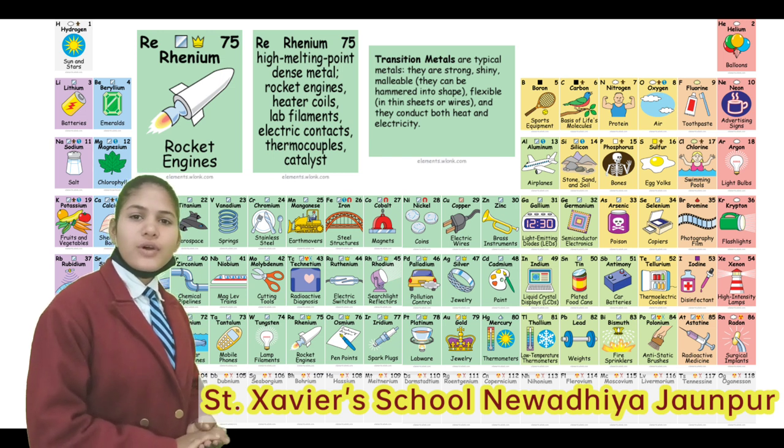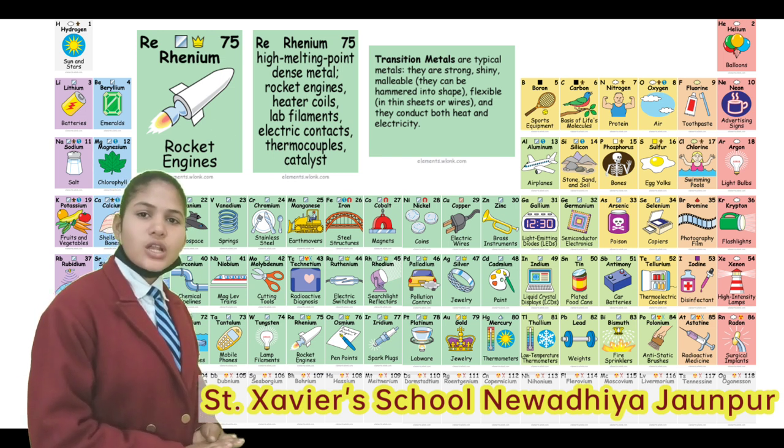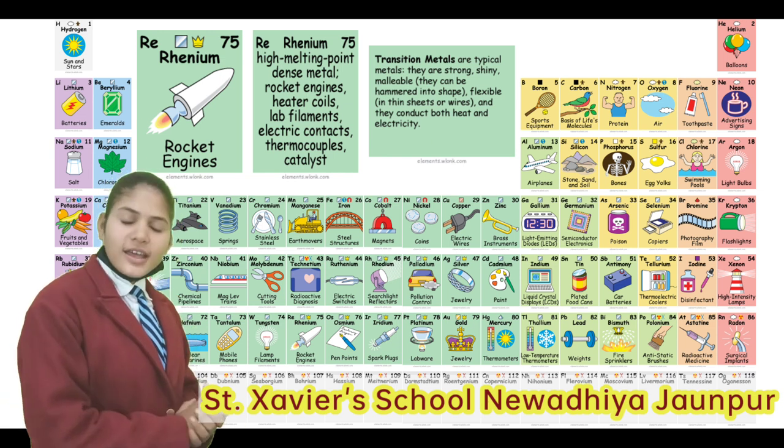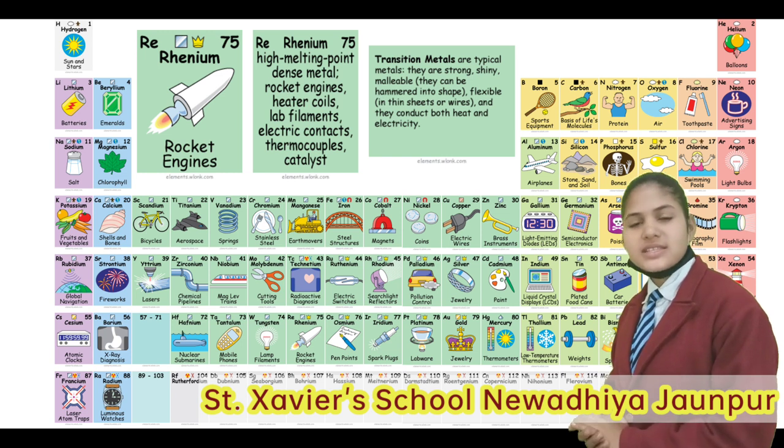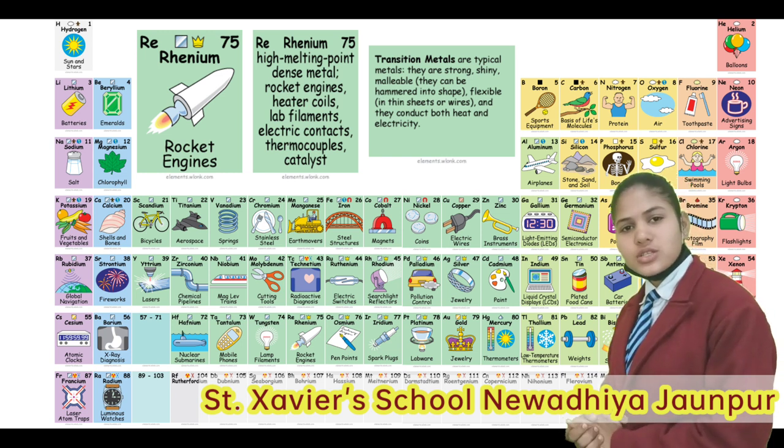Silicon. Silicon is found in stone, sand and soil. Phosphorus. Phosphorus is found in bones. Sulfur. Sulfur is found in egg yolk. Chlorine. Chlorine is used in swimming pools. Argon is used in lamps. Potassium is found in fruit and vegetables. Calcium is used in cells and bones.